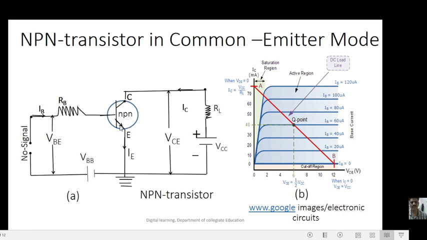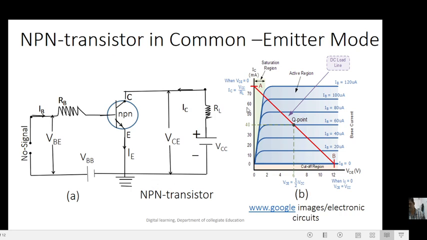Here an NPN transistor is used. C is the collector, E is the emitter and B is the base as usual, and VCE is the voltage across collector to emitter. This is the input section and this is the output section. Here RL is connected, that is the load resistance, and IC is the collector current which flows from battery VCC to the transistor.